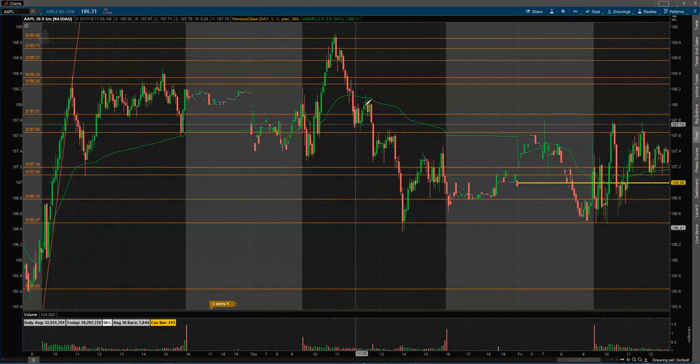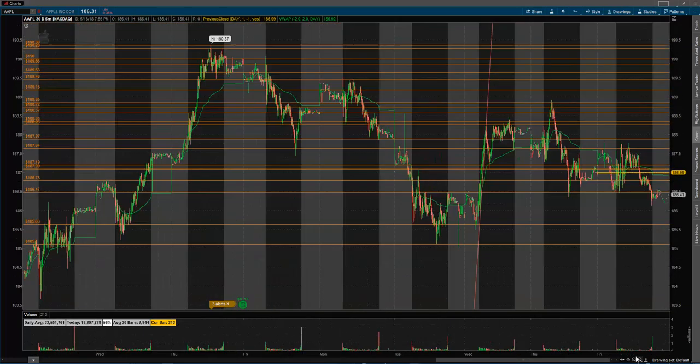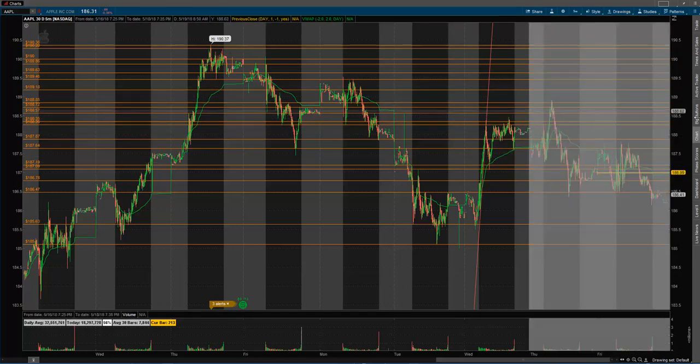All right, and look where it bounces. Look where the stock is bouncing. It's literally bouncing off support levels. That's what stock trading is. All right, and look what happened the next day. So that was Thursday, right?